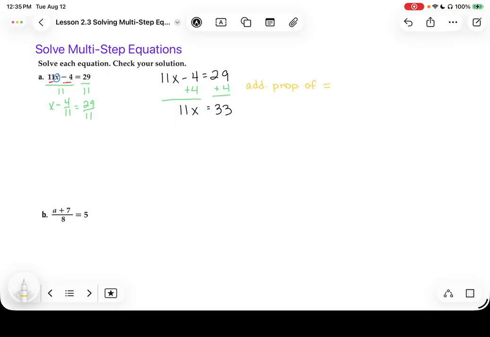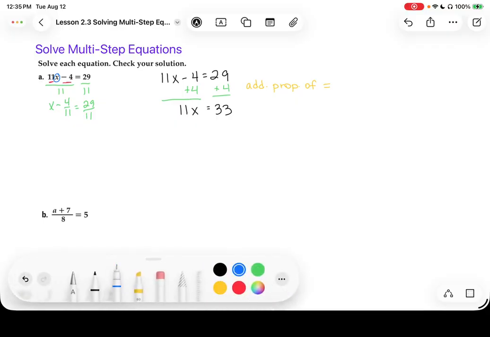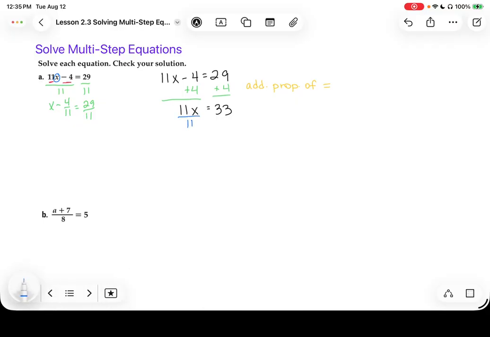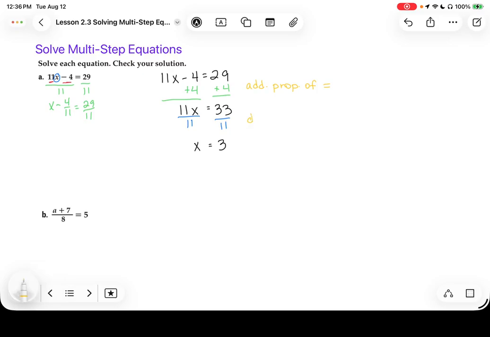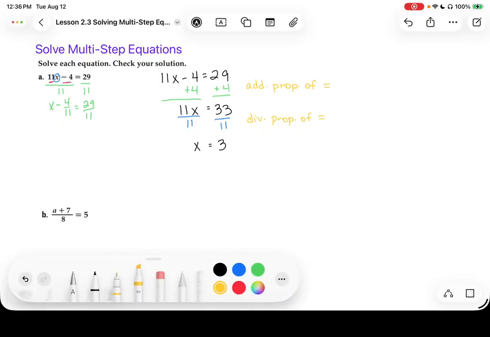I want it to be x equals, and I have 11x equals, so I'm going to divide both sides by 11. 11x divided by 11 and 33 divided by 11. 11x divided by 11 is just x, and 33 divided by 11 is 3. And this is using the division property of equality, which I'm going to abbreviate, division property of equality. My answer is x equals 3.